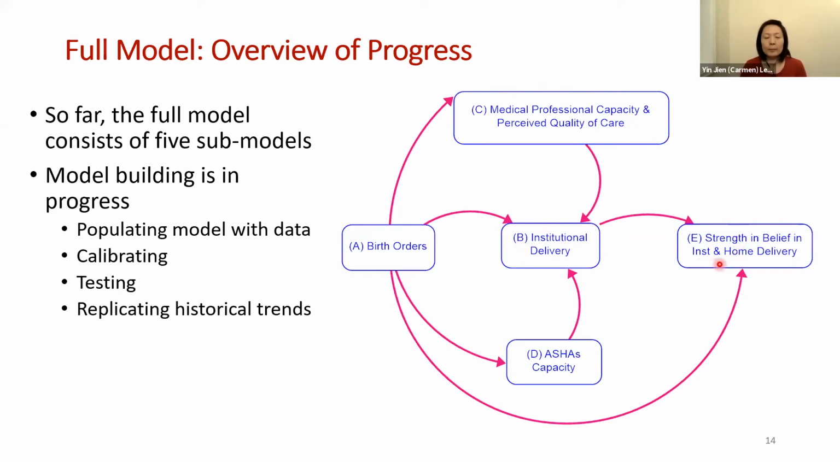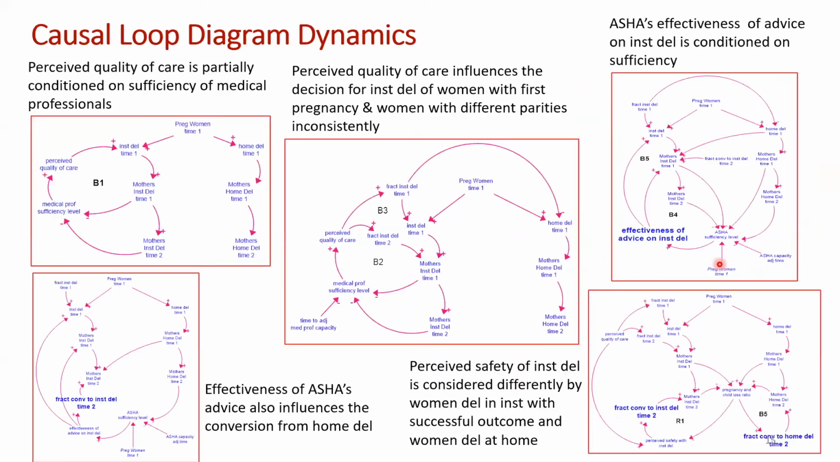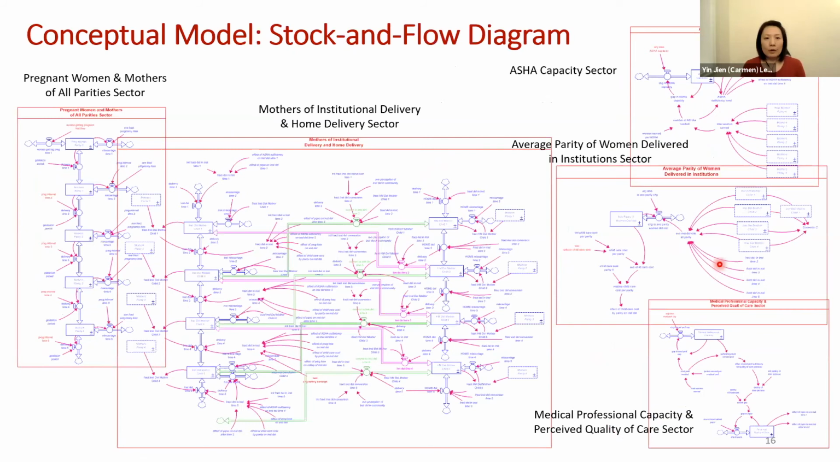Okay, thanks. So the concept model V2 consists of 5 major causal loops. These are the 5 causal loops. And the stock and flow diagram, which is a quantitative model of the version 2 concept model, consists of 5 major sectors. These 5 major sectors are the simplified structures from the 5 sub-models from the full model.